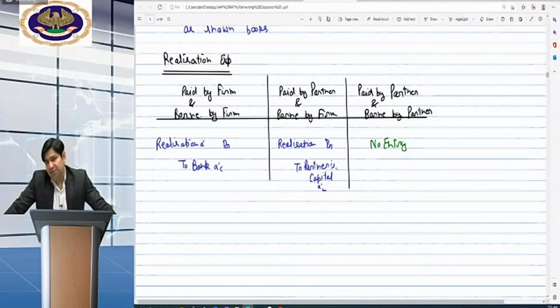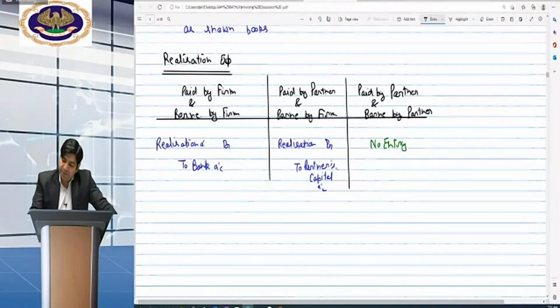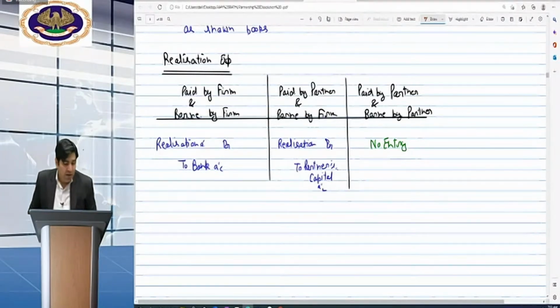Realization expenses, beta, paid by firm and borne by firm. Are you there? First, show me your presence. Beta, everyone, please show me your presence that you are there, because maybe it's morning time and maybe someone could go to sleep. Because we are discussing, not solving the question. After that, we shall move to the question. Come on, show me your presence. Yes, Sabiha, active. Very good, very good.